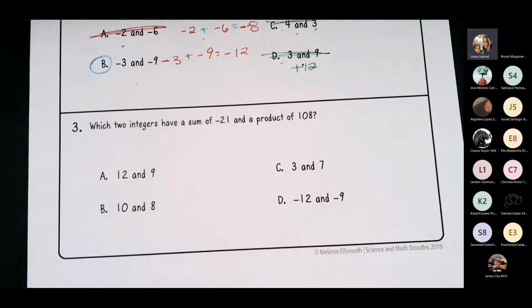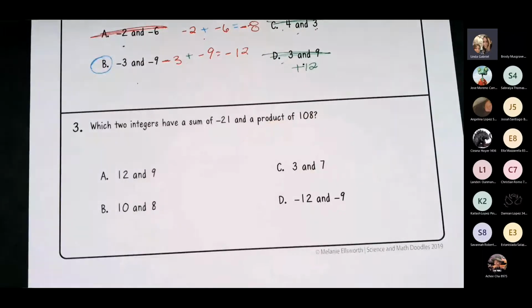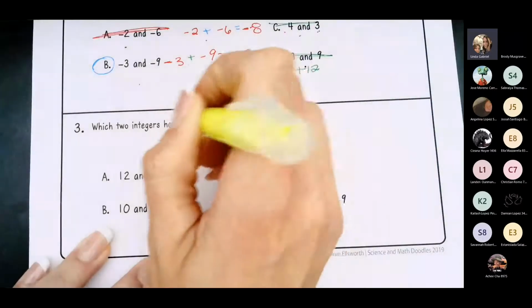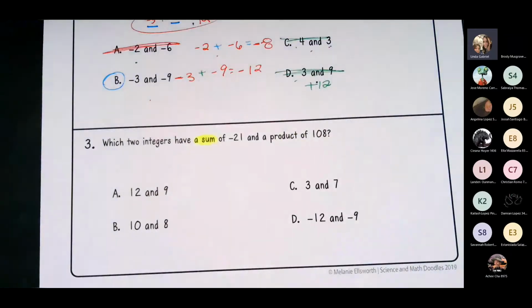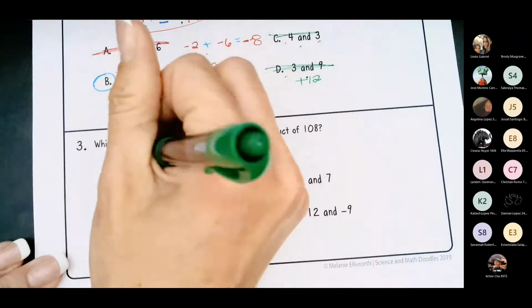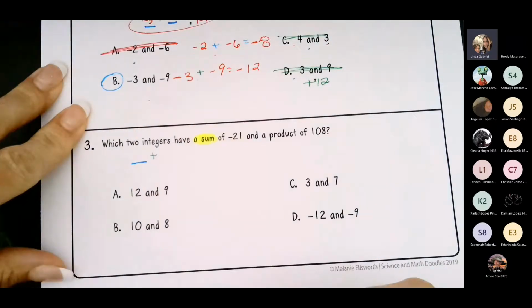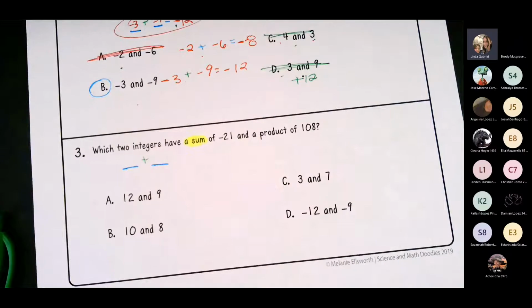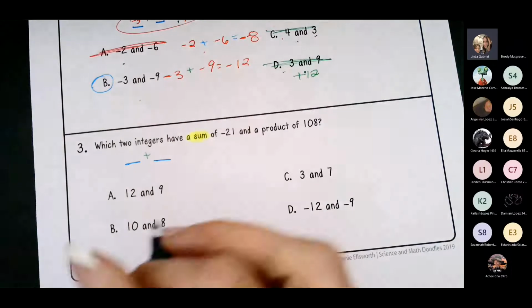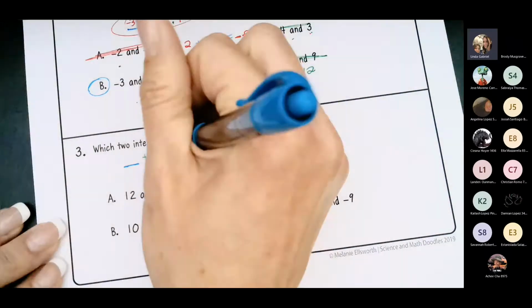All right, so next, which two integers have a sum, right? We're doing the same thing as last time. We have a sum, meaning we're going to do what? Add or subtract? Okay, so my two integers, am I going to be adding? Oh, I already put the plus sign, sorry. All right, so sum means I'm going to add two integers together, and that will equal negative 21.